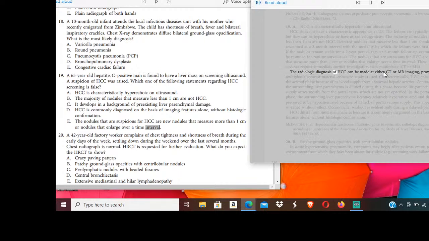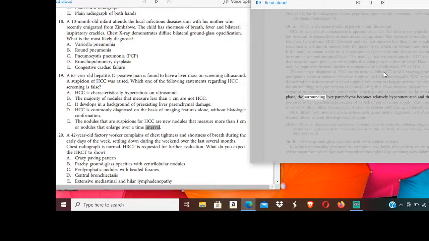The radiologic diagnosis of HCC can be made at either CT or MR imaging, provided that a multiphasic contrast material enhanced study is used. Characteristically, HCC enhances during the arterial phase because of its blood supply from abnormal hepatic arteries. Contrast medium in the surrounding liver parenchyma is diluted during this phase because the parenchymal blood supply arises mostly from the portal veins, which are not yet opacified.